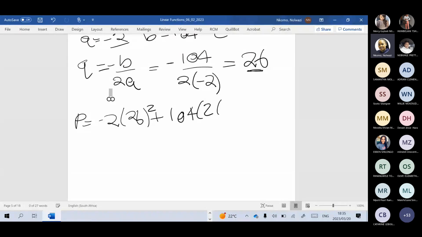And then you interpret this information. You say, when a firm produces and sells 26 units, then they will get a maximum profit of 1,152 rand.